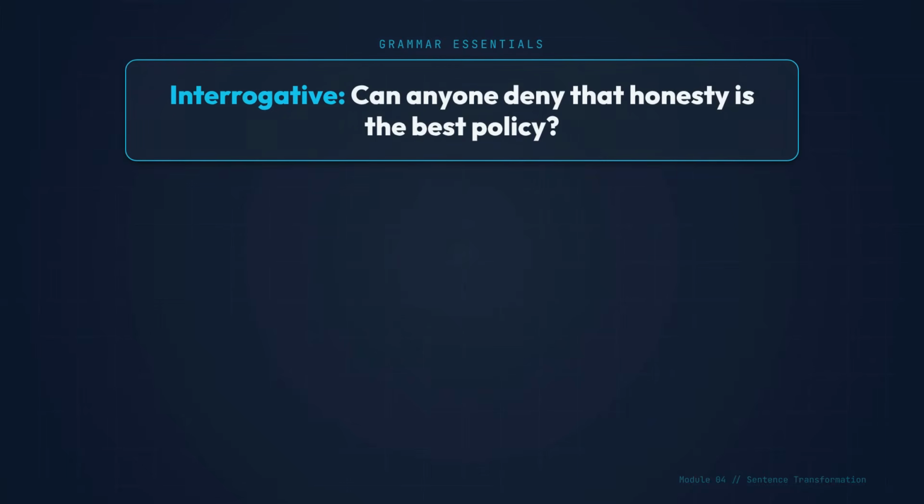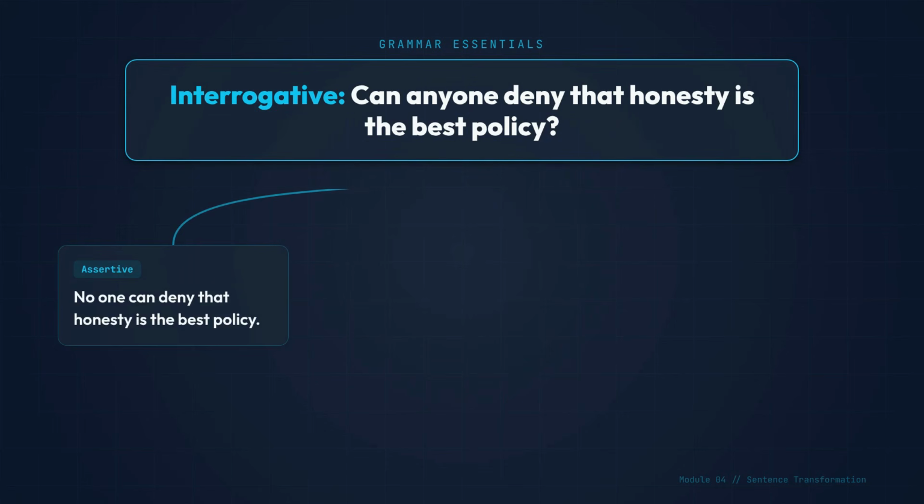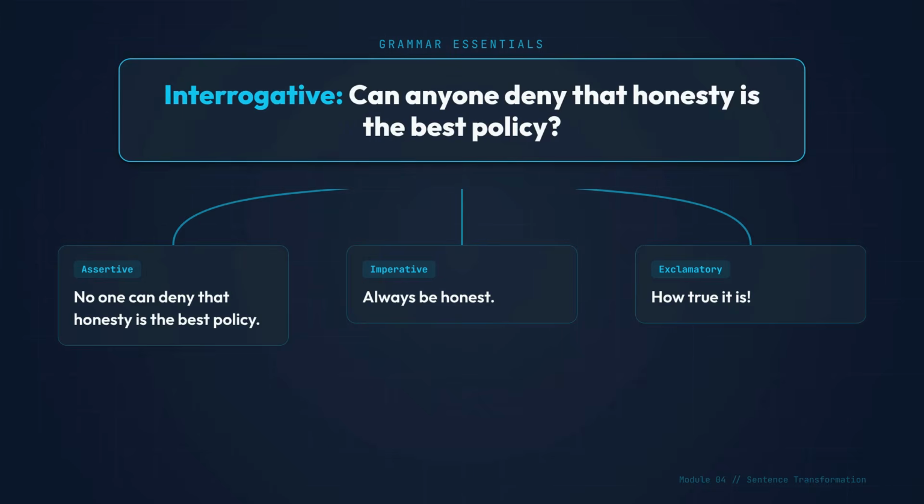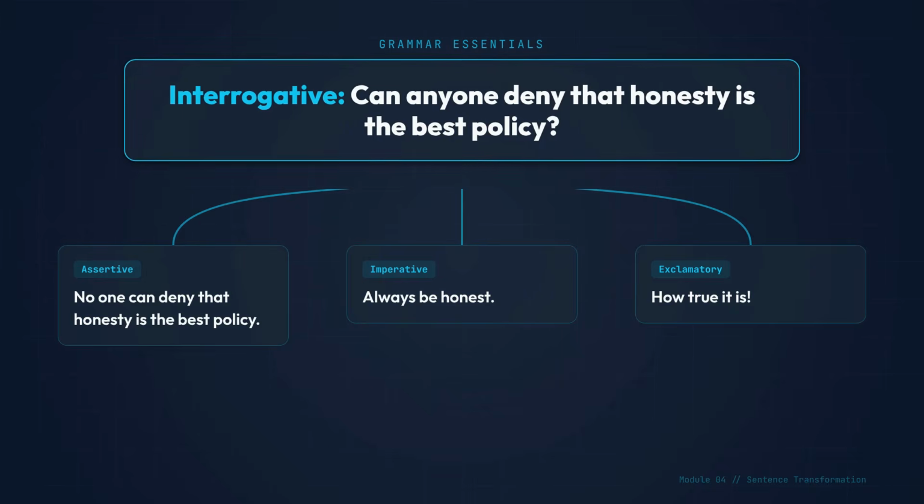Example 2. Interrogative. Can anyone deny that honesty is the best policy? Assertive. No one can deny that honesty is the best policy. Imperative. Always be honest. Exclamatory. How true it is.